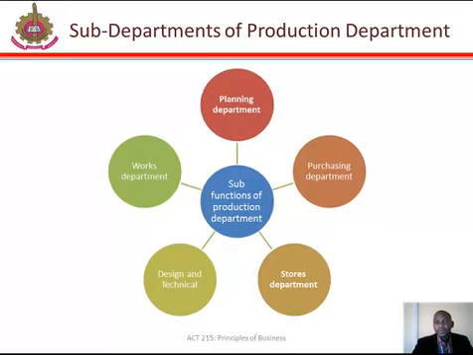1. Planning department. Planning department will set standard and target for each section of production process. The second department is the purchasing department that will be responsible for purchasing the materials, components, and equipment required to keep production process running smoothly. Another department is store departments. They are responsible for stocking all necessary tools, spare parts, raw materials, and equipment required to service the manufacturing process.